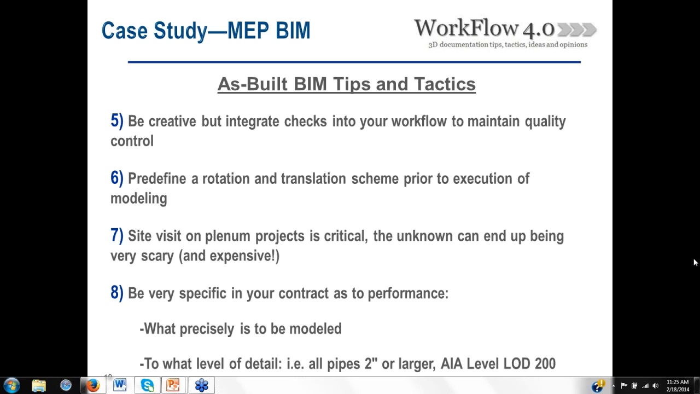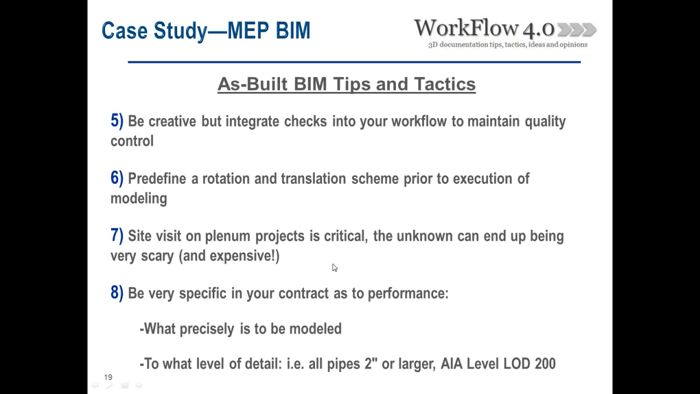Again, be very specific in your contract as to the performance, what's to be modeled, pipe sizes, whether you're going to be doing conduit or not. Those sorts of things can really help keep any adverse comments and conditions coming back from the client. You don't have to have any friction if it's not necessary. And be clear on what level of detail you're going to be modeling in your contract. If you're not aware of it, AIA has different levels of detail for scanning.